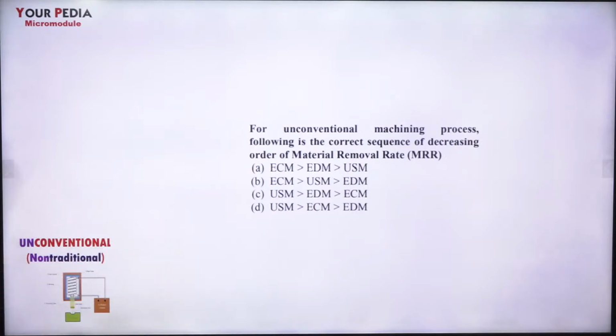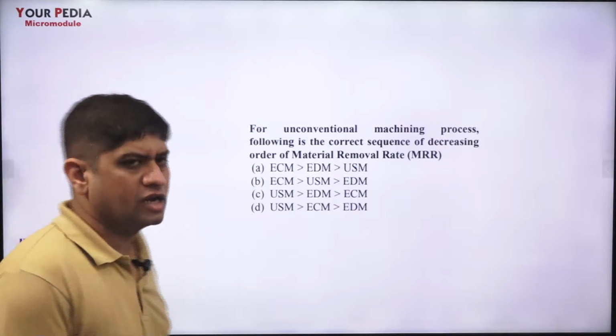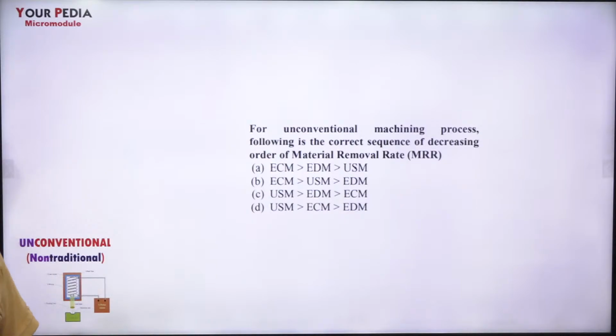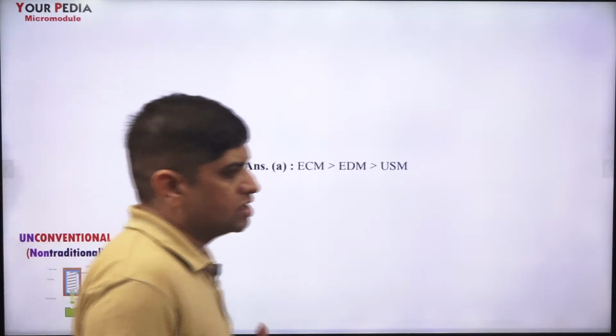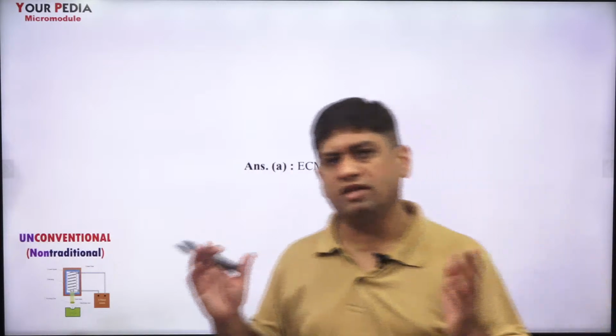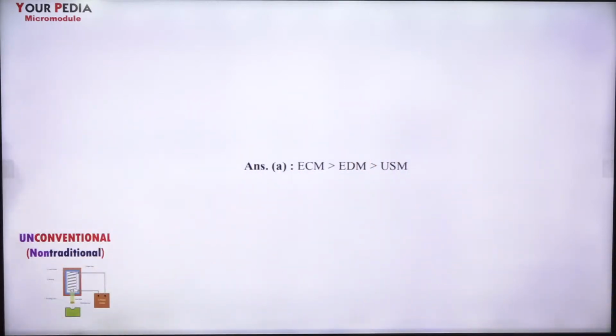This we have done. Electrochemical machining, material removal rate. In which of the following is material removal rate maximum? That question has been asked many times. What is the sequence of material removal rate in unconventional machining processes? Electrochemical machining, electric discharge machining, ultrasonic machining. If plasma arc machining comes, it is the maximum, but he will not give you plasma arc, because he will give you 2-3 options which have more or less similar material removal rate.